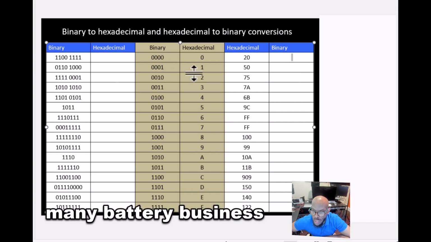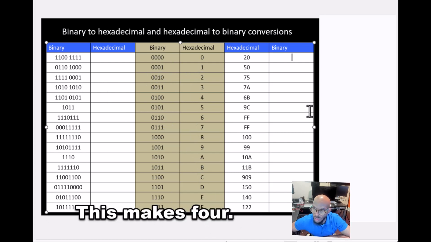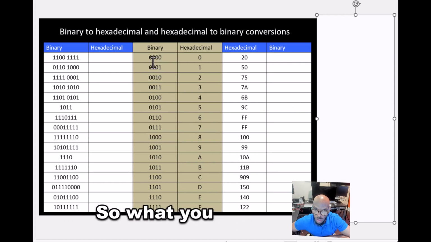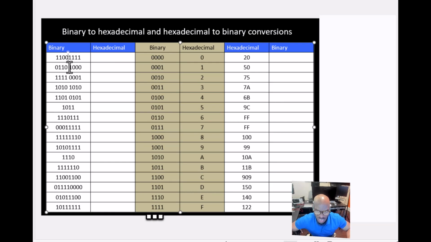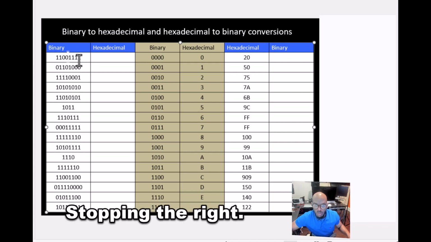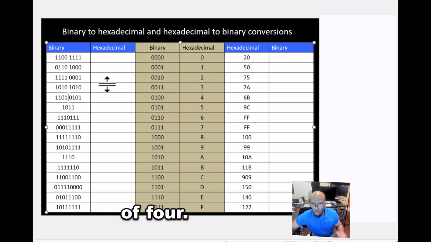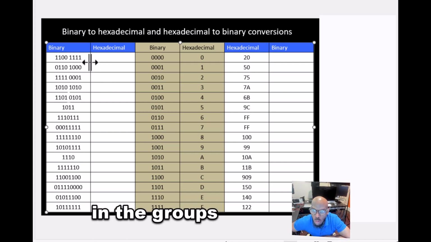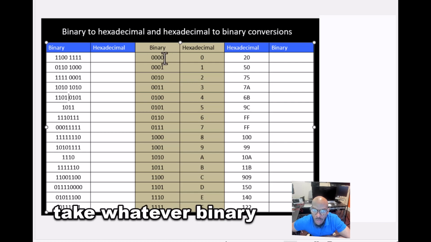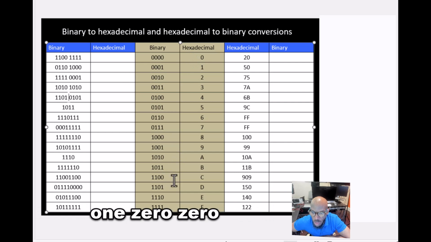So how many binary bits does it take to make a hexadecimal number? This makes 4. So you're going to split these up into groups of 4. Start from the right, count over. Split them up into groups of 4. Once you split them up, just take whatever binary number it is and write the hexadecimal equivalent for it. So 1100, that's a C.